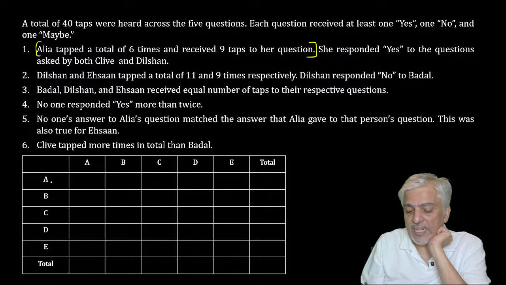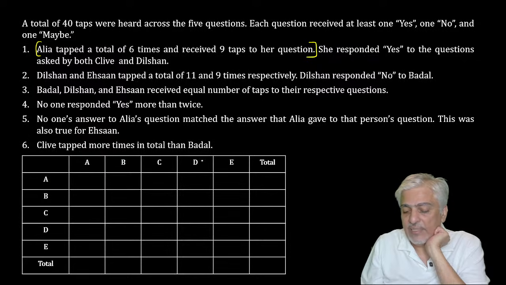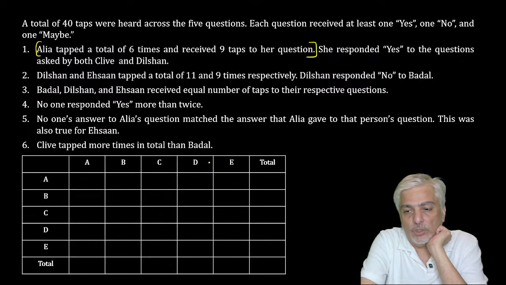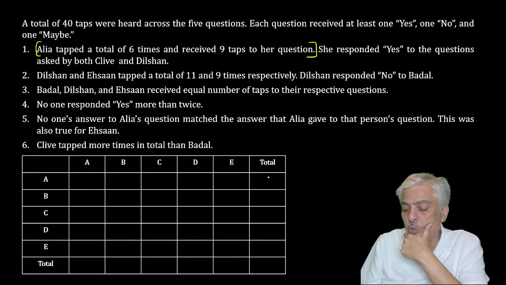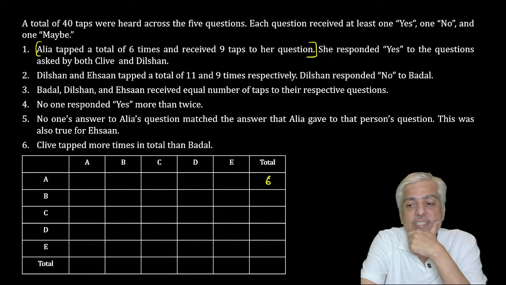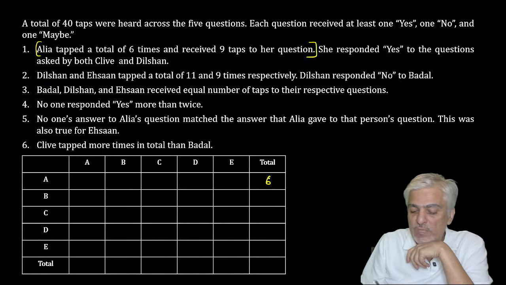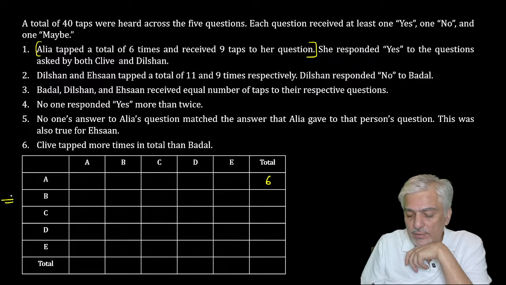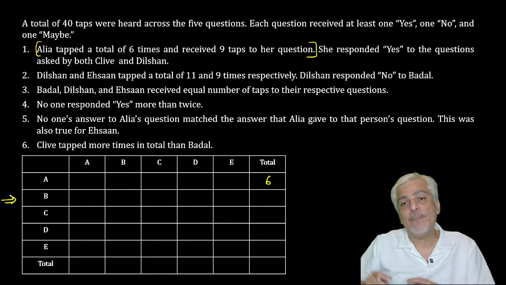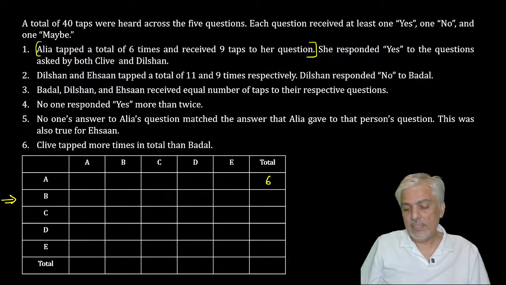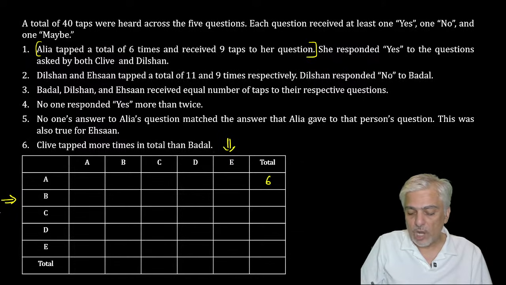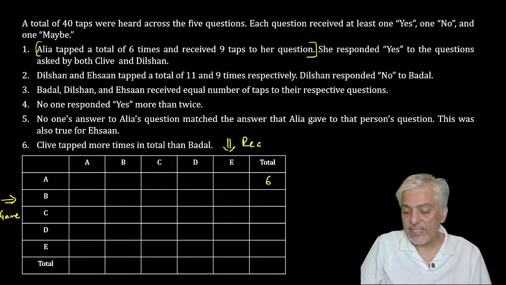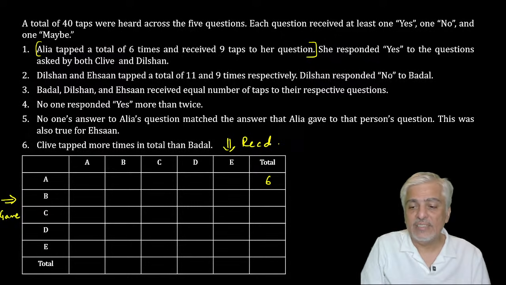Even in horizontal, I have named this A, B, C, D, E are names, and A, B, C, D, E are also names. So, Alia tapped a total of 6 times. Suppose if I write that 6 over here, Alia tapped 6 times. Now listen to me, everybody. Which means from here, we are going to put the data. How many taps did that person do? And here, from this side, we will look at the data. How many taps did they receive? So how many taps they gave and how many taps they received. Does this make sense?